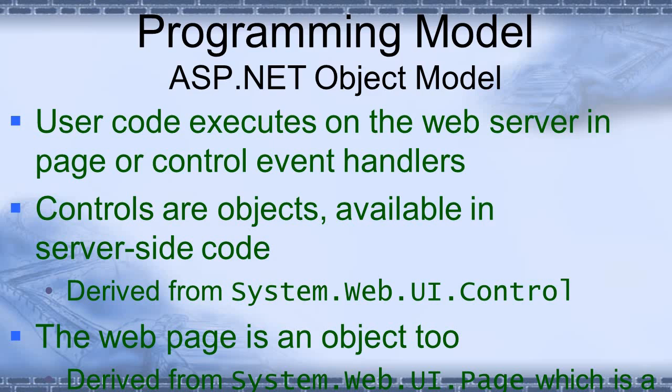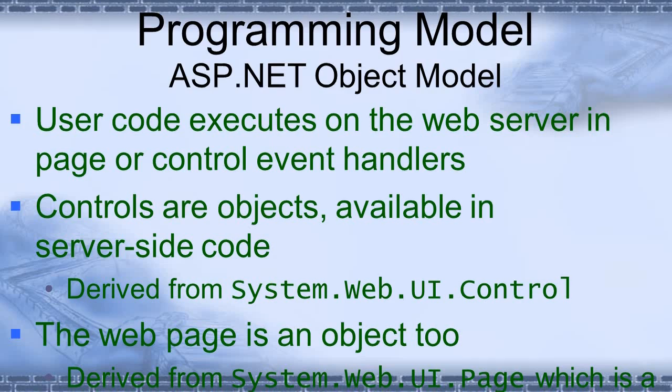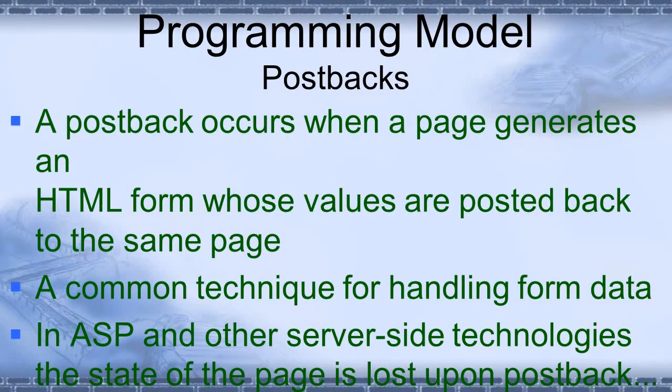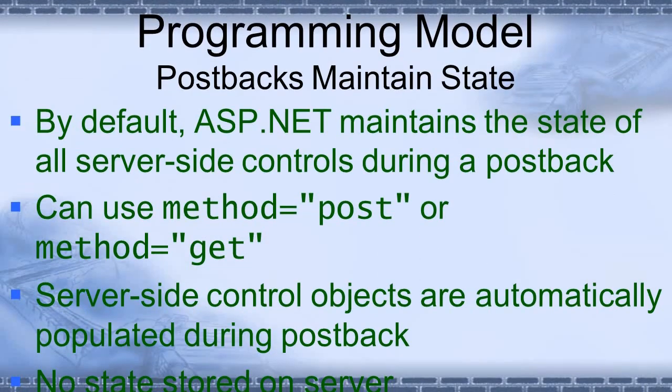System.Web.UI.Control. The web page is an object derived from System.Web.UI.Page, which is the programming model. The postback method occurs when a page is generated and the HTML form values are posted back to the same page. The technique is handled differently from ASP and other server-side technologies. The postback method maintains state by default. Maintaining the state of all server-side controls during the postback can use the POST method or GET method. Server-side control objects are automatically populated during the postback, stored on the server.